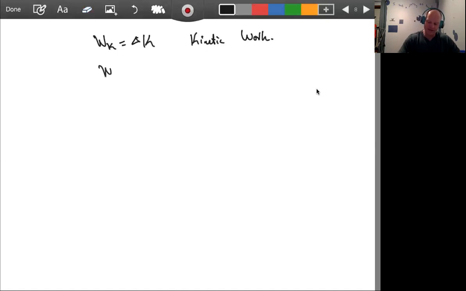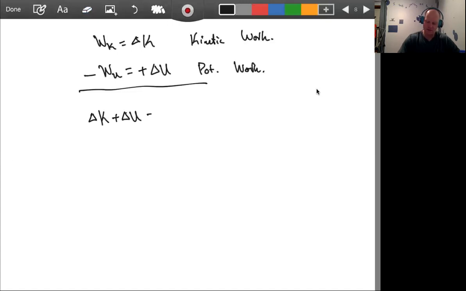Now we have a potential work. I'm going to call that potential energy work, or potential work, and we know that's equal to minus the change in potential energy. Now, let's first switch signs, so I'm going to bring this to that side, and now let's add these two things together. What this says is that my change in kinetic energy plus my change in potential energy, which is what we call the change in total mechanical energy, is equal to the kinetic work minus the potential work. Okay, so the work done by the change in kinetic energy and the work done by the change in potential energy.